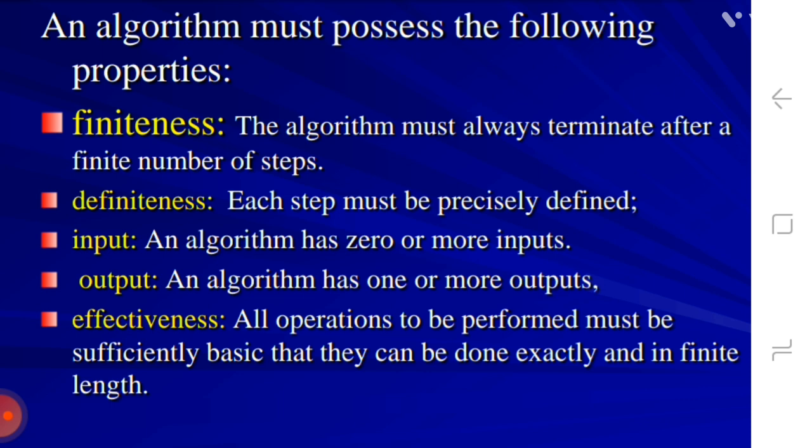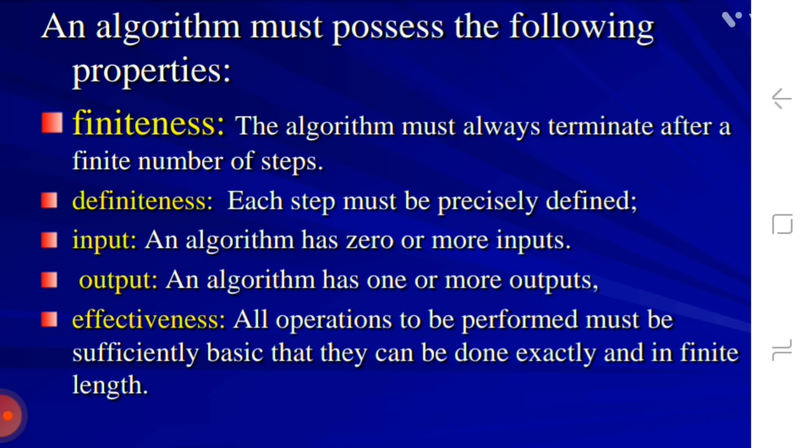Effectiveness is the last point. All operations to be performed must be sufficiently basic that they can be done exactly and in finite length. So everything you mention in the algorithm should be effective, sufficiently basic, and performable in finite length. It's not that you can write anything in the algorithm. That is not at all possible.